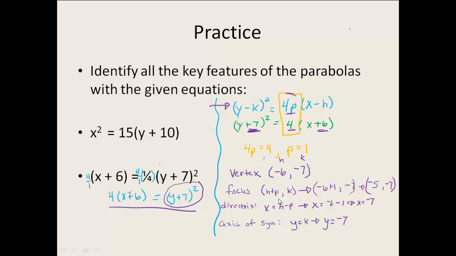From there I went to my focus, and it says it's h plus p comma k, so I filled in my h, filled in the p, filled in the k, and found my focus to be at negative 5, negative 7. Then my directrix says that I've got x equals h minus p. When I fill the h in the p in, I end up getting x equals negative 7. And my axis of symmetry is y equals k, so I had y equals negative 7.